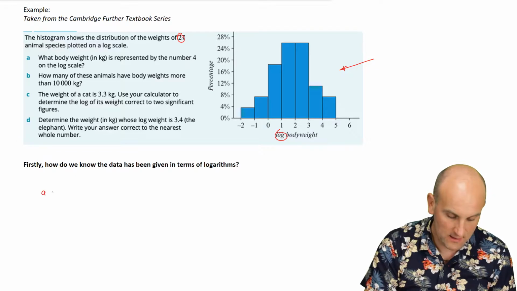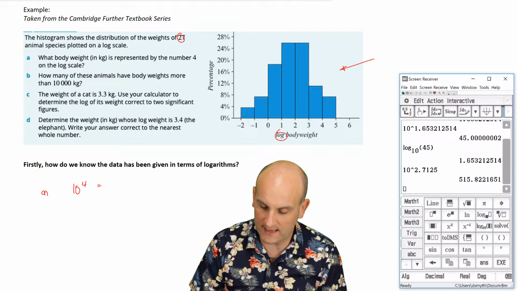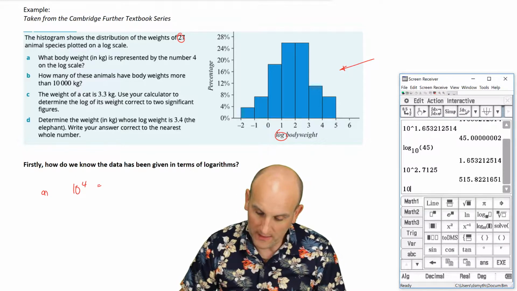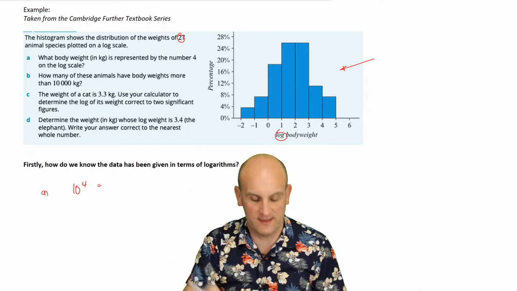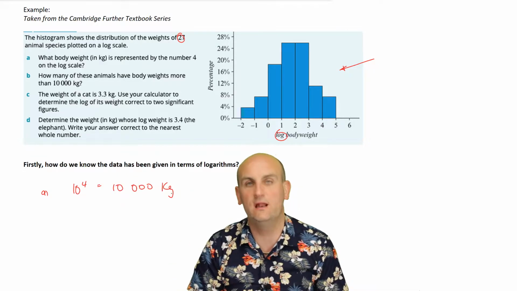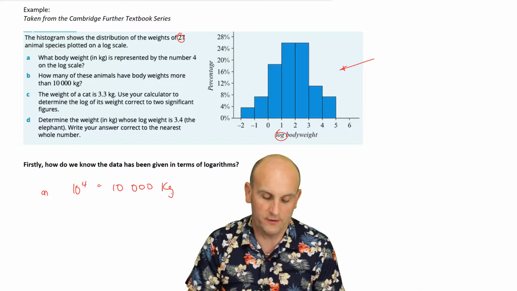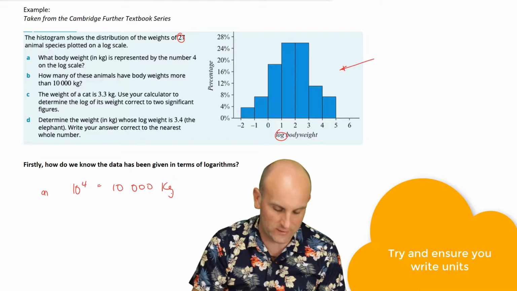Well, for part A, I know that's 10 to the power of 4. Bringing up my calculator, 10 to the power of 4 gives me 10,000. Probably could have done that in my head, but this is a CAS course. And so 10,000 kilos. The question said in kilos, so I'm going to write 10,000 kilos. That wasn't difficult because I now understand what I'm looking for in the question.